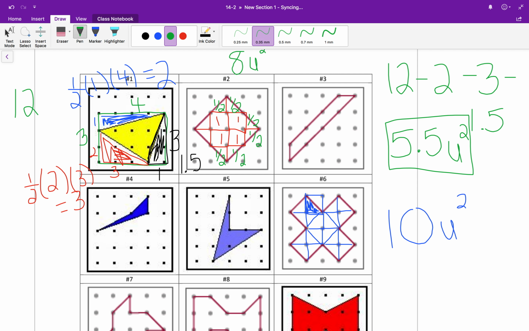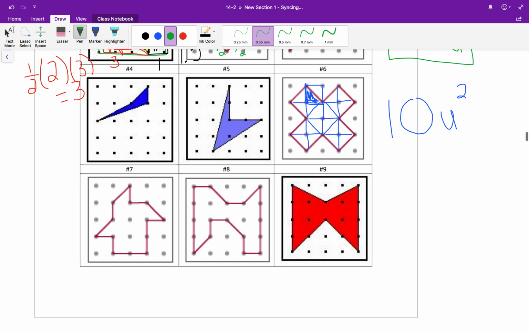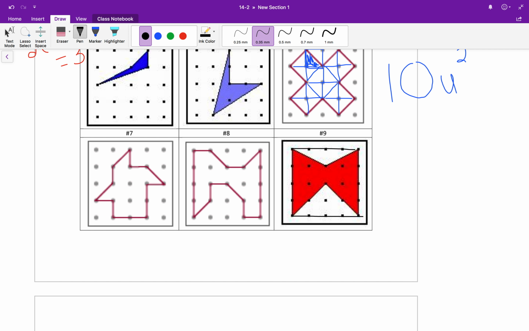All right, let's give one more of these a try. So let me look down here at 9. If you want to pause it and give it a try on your own, you can. I'm going to make a big shape down here. This big shape is 1, 2, 3, 4 by 1, 2, 3, 4. It's a 4 by 4, which is 16.